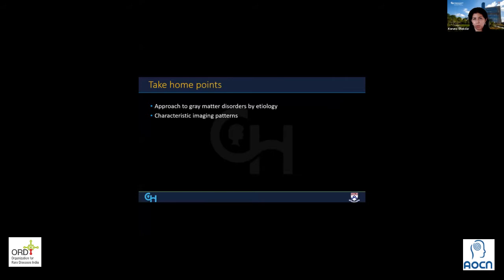To summarize, we looked at different gray matter disorders by their etiology and looked at some characteristic imaging patterns. The imaging phenotype, as you can see, is just expanding. Even by the time I finish this talk, there may be some new conditions described. Genetic mapping is very important. And we looked at some of the challenges in the diagnosis. You have to remember, it's all teamwork and collaboration.